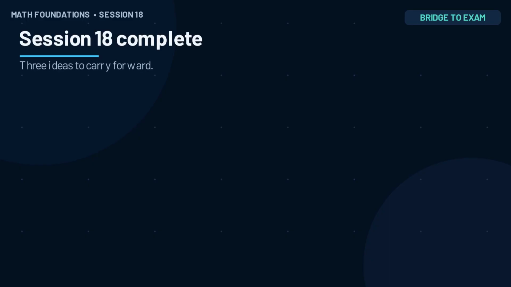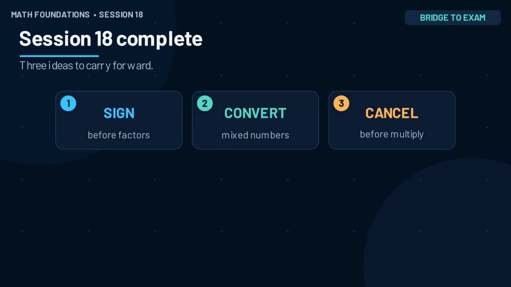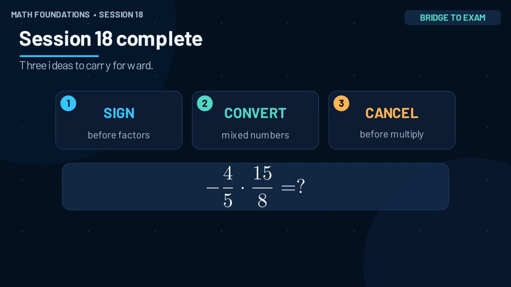Let us recap. Use sign, convert, cancel, multiply, and simplify. For a quick check, consider -4/5 times 15/8. Different signs give negative. Cancellation leaves -3/2.